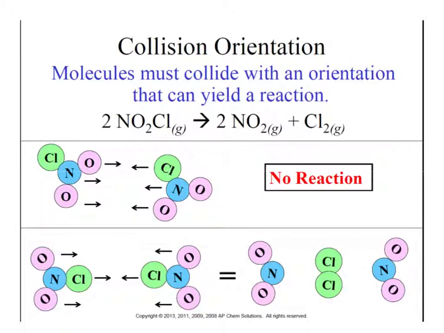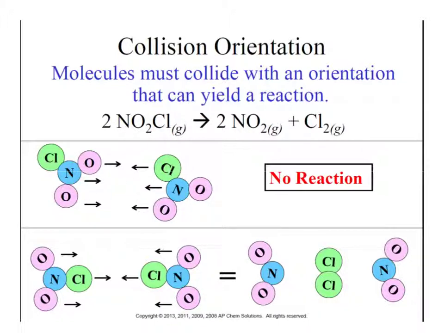So here's an example reaction. We have NO2Cl, and two of them are going to react to form NO2 and Cl2. So we can see from this reaction the products that form are nitrogen dioxide and Cl2. That means from these two NO2Cls, those two chlorines are going to have to react with each other.